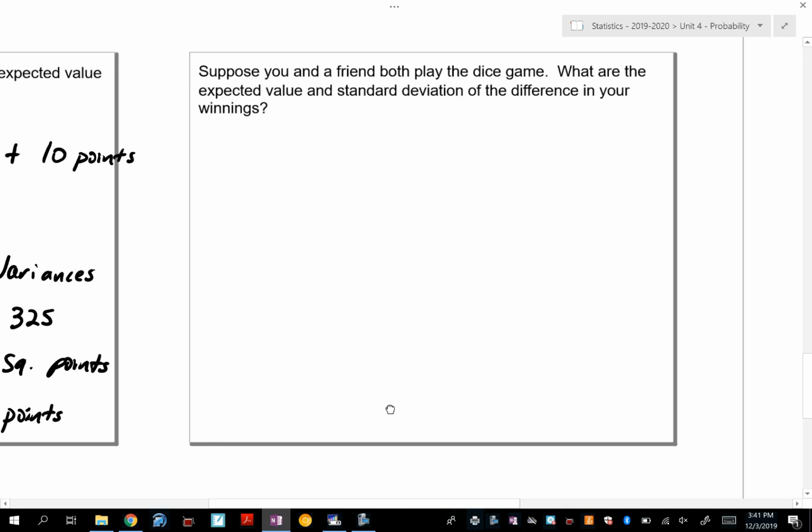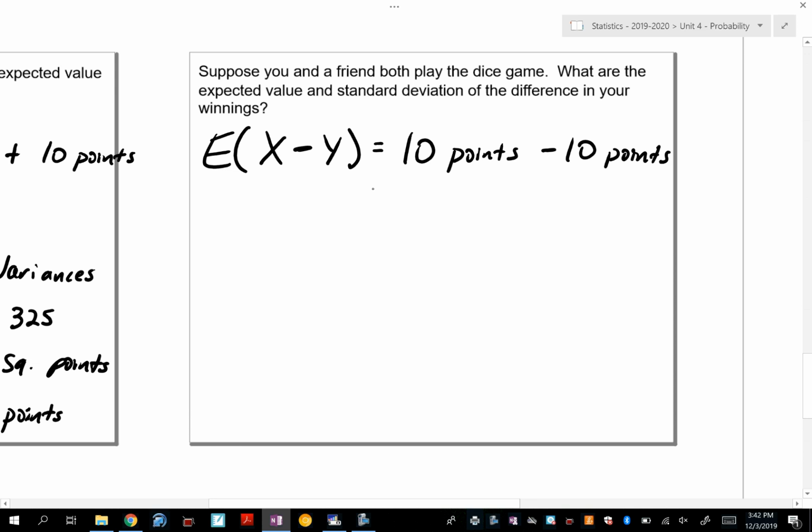Of the difference. So what am I doing here? You're subtracting. So I'm finding the expected value of subtracting. I'm going to use y because it's not you, it's a friend. But what is your friend's expected value? It's the same, right? Unless your friend's playing a different game, which is cheating. If you're playing the same game, then you both have an expected value of 10 points, and we're just going to subtract that. So what do I expect the difference in our points to be? 0 points.